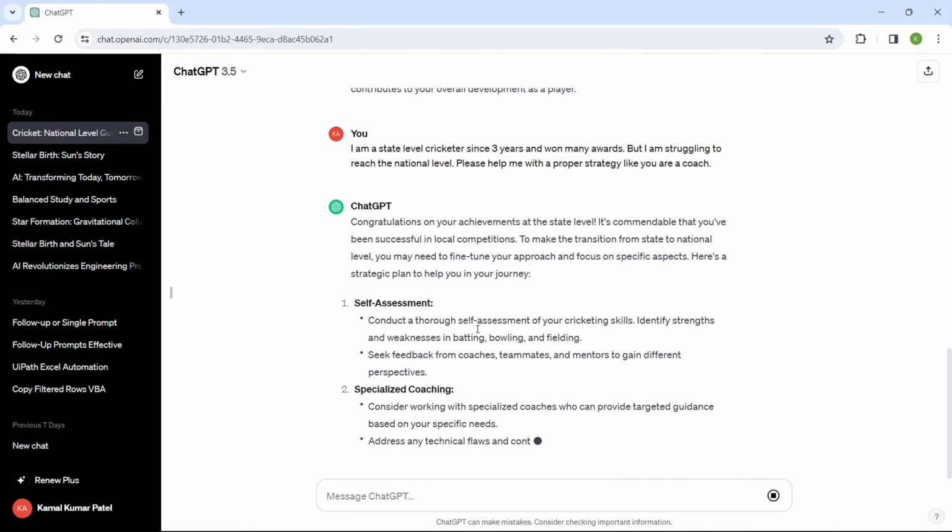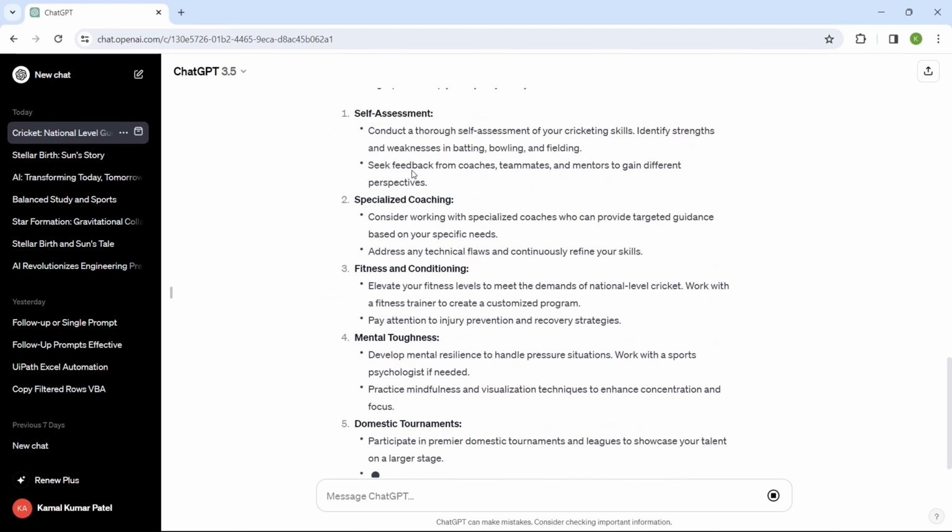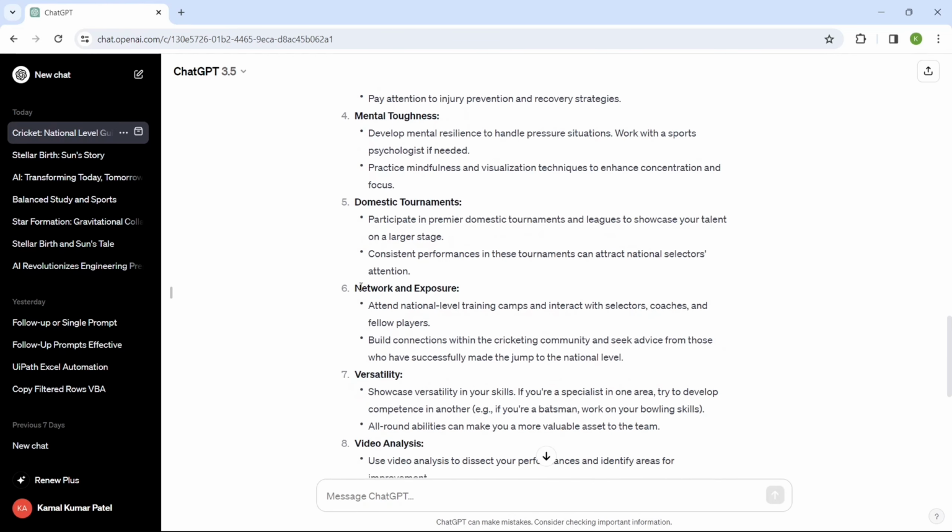Here is a strategic plan to help you in your journey. And also it says network and exposure. Attend national level training camps and interact with selectors, coaches and fellow players. So let's say I want to understand this point more in detail. So I can ask, please guide me more on point 6. So this is a follow-up prompt I'm giving. So it has explained different ways how you can increase your networking and exposure.